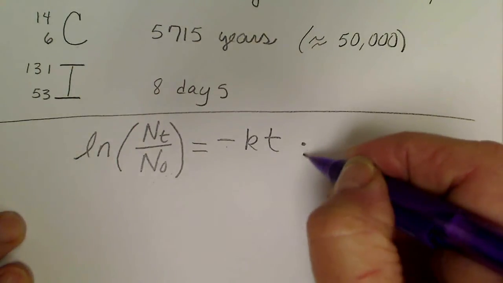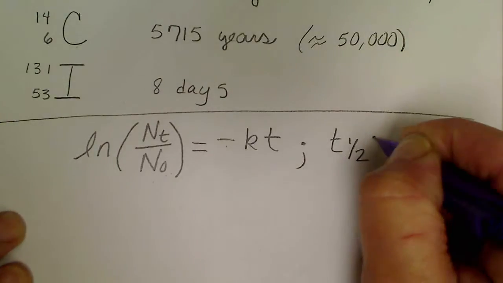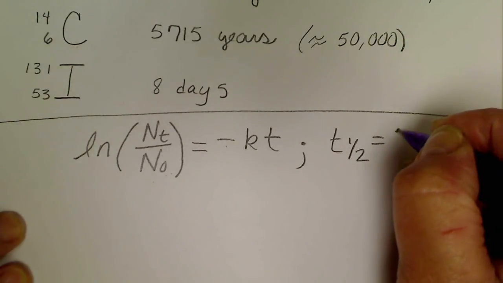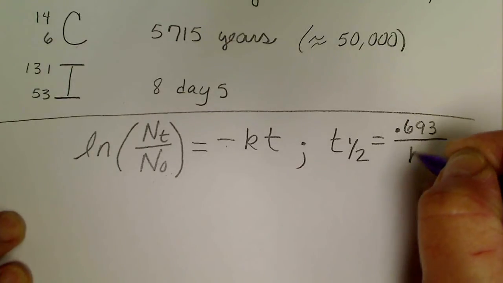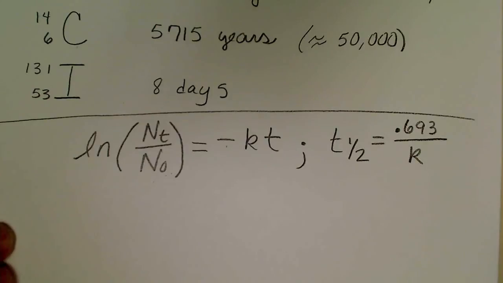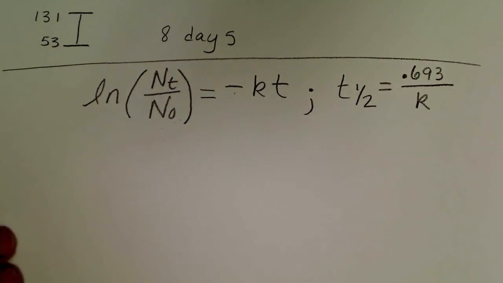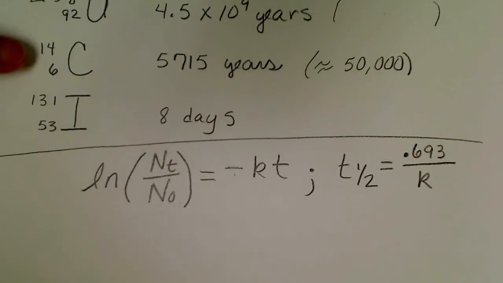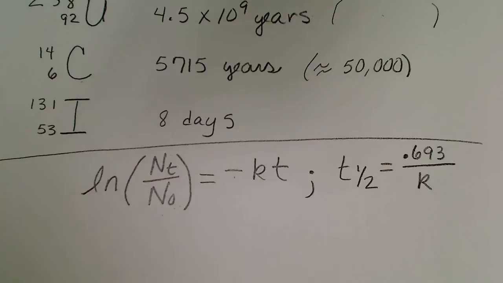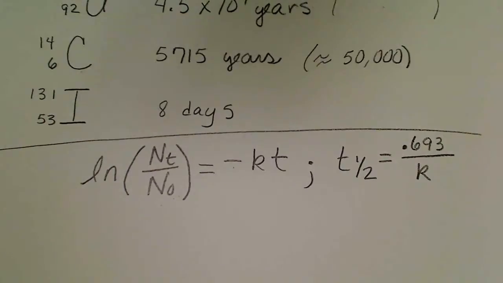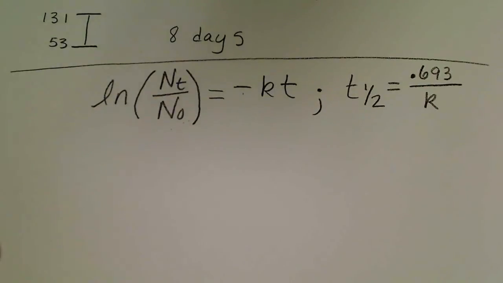And also remembering that t 1/2, which is the half-life, is 0.693 divided by k. So I'm just going to make up a problem and we'll solve for perhaps how much carbon-14 would be remaining after so many years, depending on how much we start with. So I'll do that example.